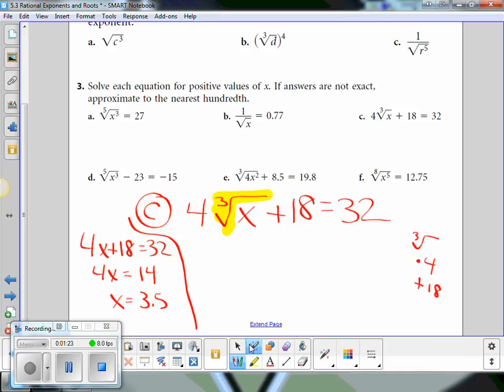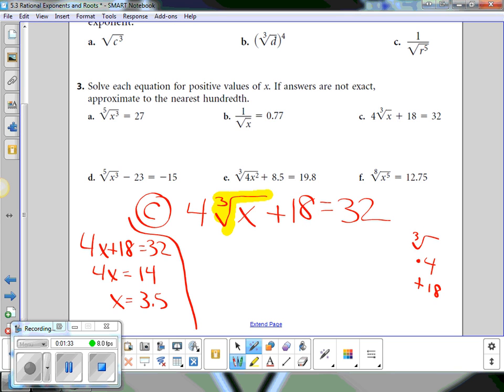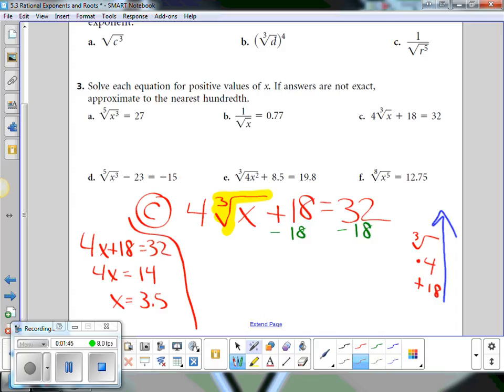What I'm saying is, if we knew x, the order of operations would be cube root, times 4, plus 18. So when solving, you work backwards, right? You work up this ladder instead of down the ladder. And you do everything opposite. You don't add 18, you subtract 18. 4 times the cube root of x equals 14.